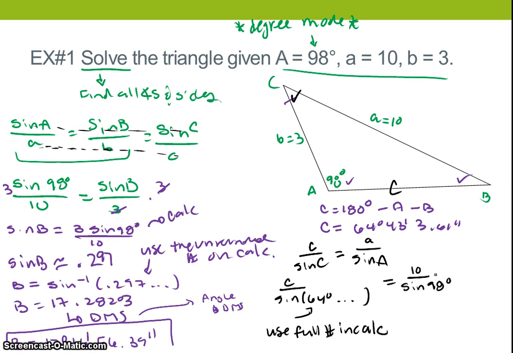Okay, so if I just multiply both sides of the equation by this bottom part, which I will highlight, then they will cancel on the left hand side. So this says sine of 64 degrees, and plugging it into the calculator, you get that C is 9.1310.